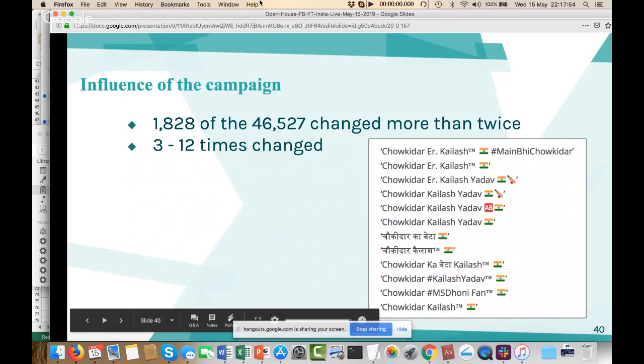So we also saw about 1,800 people changed the name more than twice. Here is one person on the right-hand side who has actually changed his name like 12 times across the period that we actually collected the data.